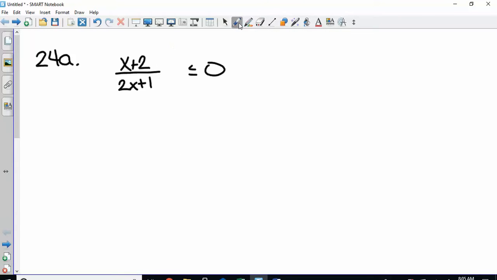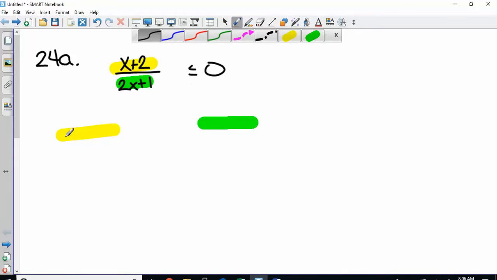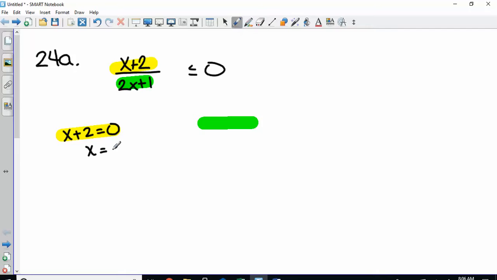Okay, you have to figure out what makes the top of this fraction equal 0 and what makes the bottom of the fraction equal 0. So that's where we start. We set the top and bottom equal to 0. So we get x equals -2 and -1/2.